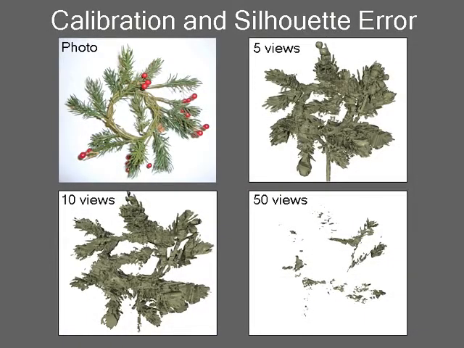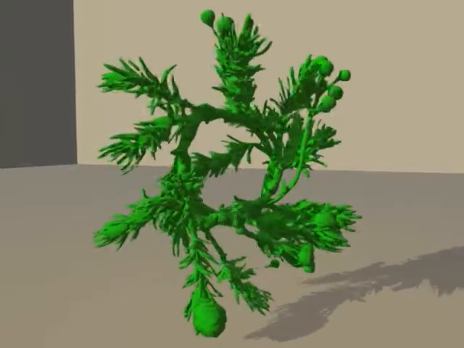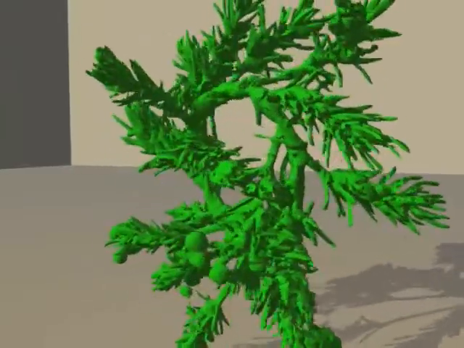Here we demonstrate the sensitivity of visual hull estimation in the presence of errors in light source positions and silhouette contours. As shown, the estimation worsens significantly for a large number of views. We now show a rendering of this model using Maya. Notice the sharp shadows of the small branches.